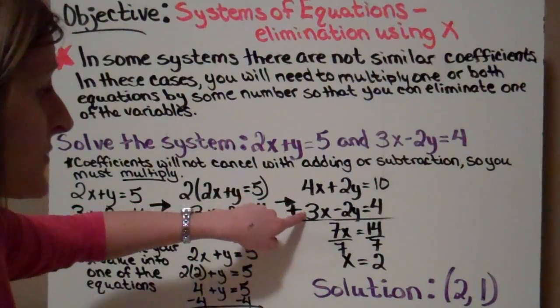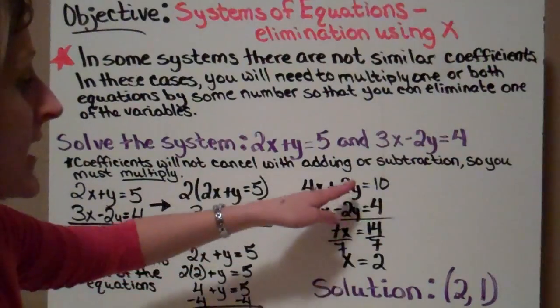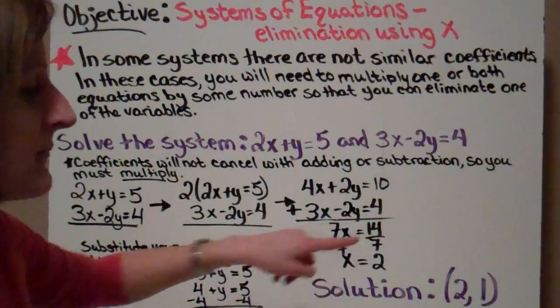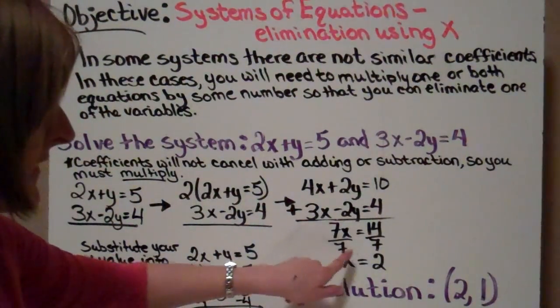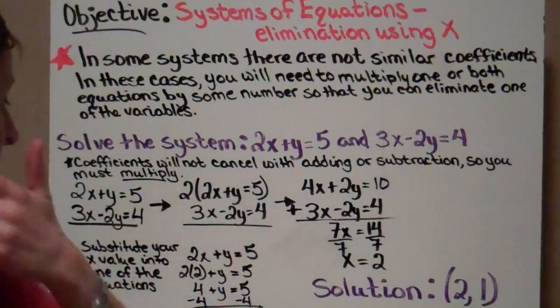Alright, so 4x and 3x added together I get 7x. 2y and negative 2y added together, remember, cancel out. And 10 plus 4 is going to give me 14. Now I'm going to divide each side by 7, and x is going to equal 2. So there's my x value.